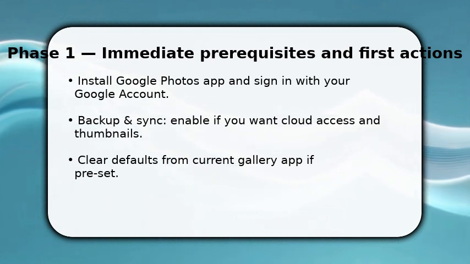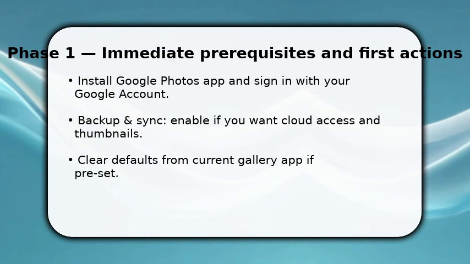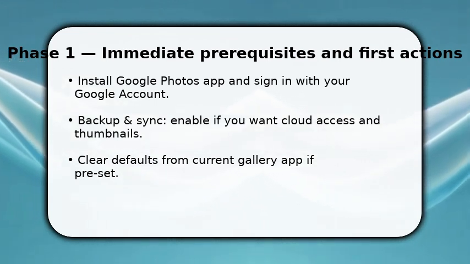Then open a photo file. When prompted, choose Google Photos but do not tap Always yet. This gives you control. Make sure backup settings match your storage needs before finalizing. Now you finalize the default.